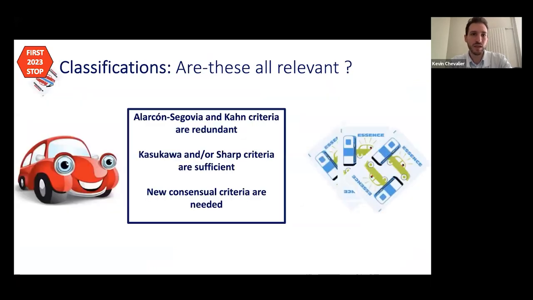Next slide, please. So, taken together, these data suggest that Alarcon-Segovia and Kahn criteria are redundant with SHARP and Kasukawa criteria. And so, Kasukawa and/or SHARP criteria seem to be sufficient to classify and diagnose patients with MCTD in clinical practice. Nevertheless, these criteria are very old, and so new consensual criteria are needed. Next slide.